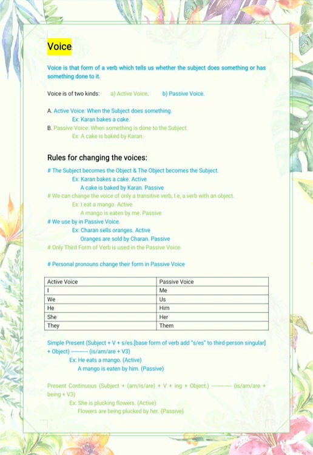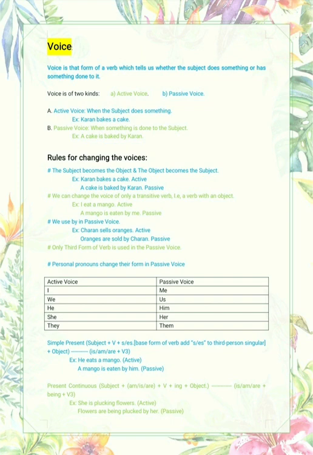Now another rule is that personal pronouns change their form in passive voice, like I becomes me, we becomes us, he becomes him, and she and they become her and them.